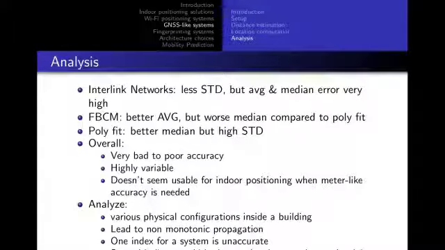So as a global analysis about this kind of systems, we see that overall we have a very bad to poor accuracy with a highly variable accuracy, and it doesn't seem usable for indoor positioning when meter-like accuracy is needed.